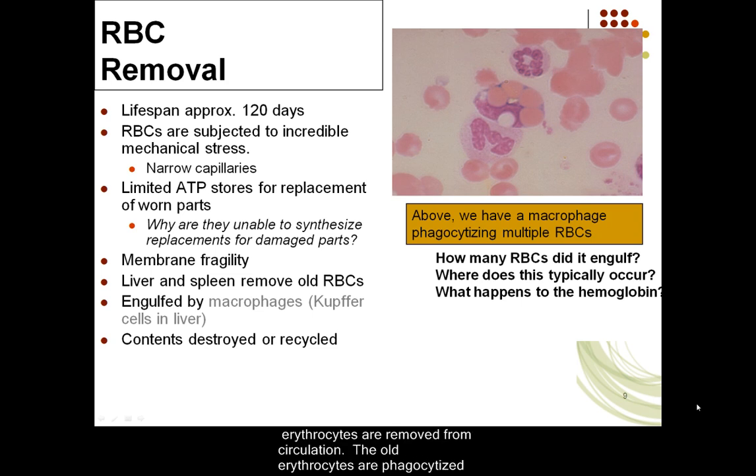Every day, approximately 1% of the oldest circulating erythrocytes are removed from circulation. The old erythrocytes are phagocytized in the liver and spleen by cells called macrophages, to be discussed later. Some potential erythrocyte components are stored in other organs for recycling, while other components are excreted from the body. In this picture, we see a macrophage phagocytizing 4 red blood cells. This could be occurring in the liver or spleen.